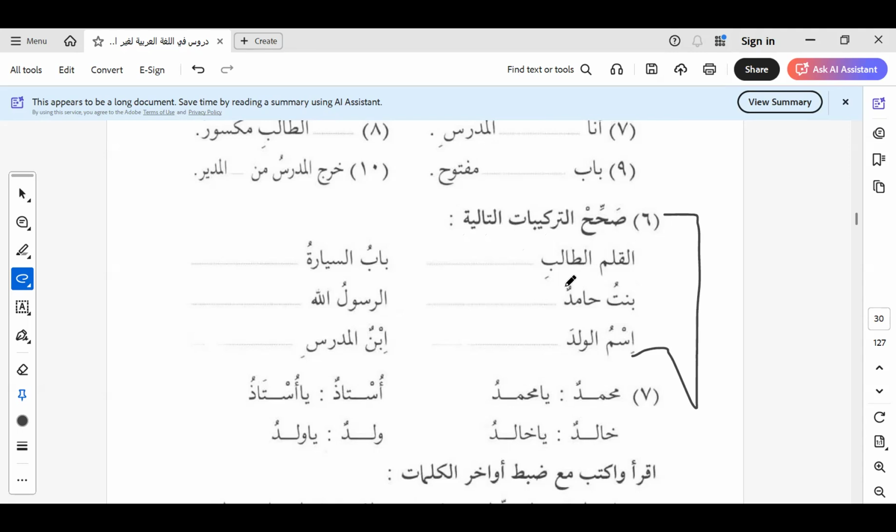Al-qalam al-talib. Is it correct this way? Bab sayyara. Is it correct? Bint Hamid. Al-rasul Allah. Is it correct? So you have to correct that.